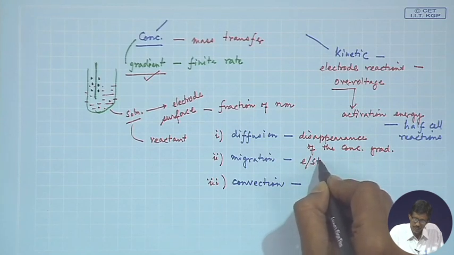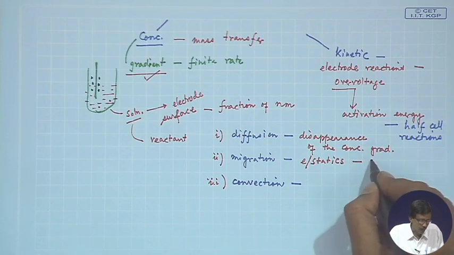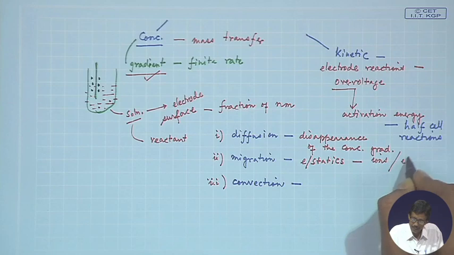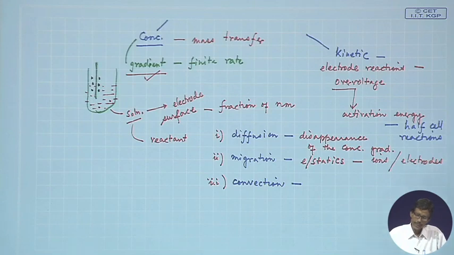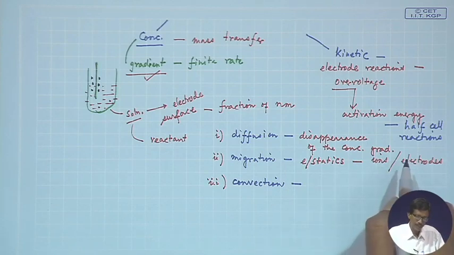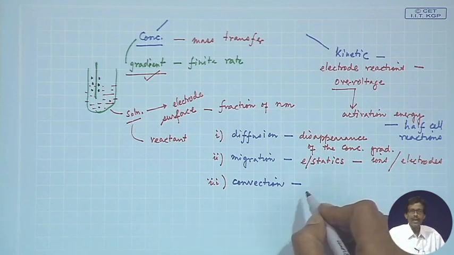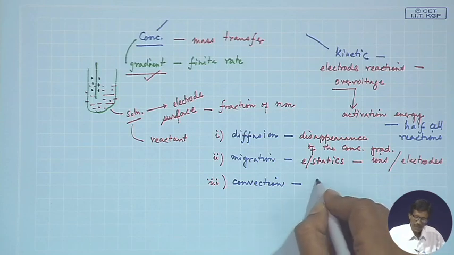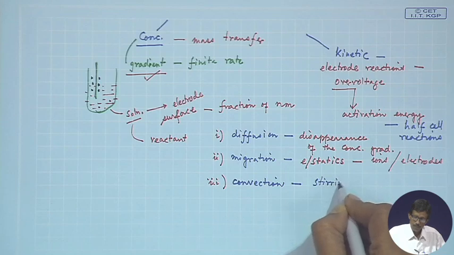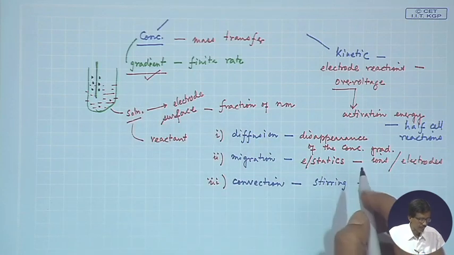That means electrostatic forces are working between the ions and the electrodes. Because ions are charged and electrodes are also charged, if there is some attraction, migration will be facilitated. And convection we simply allow by using a magnetic stirrer. Mechanical stirring is useful, and that will allow convection, which will remove the concentration gradient.